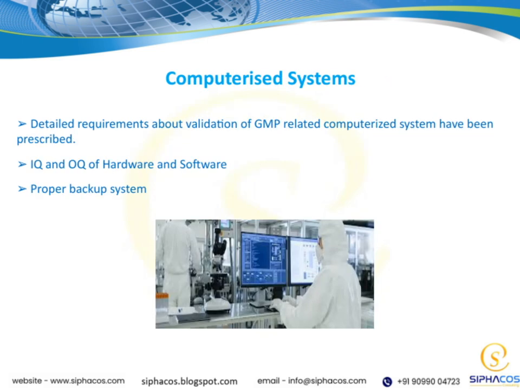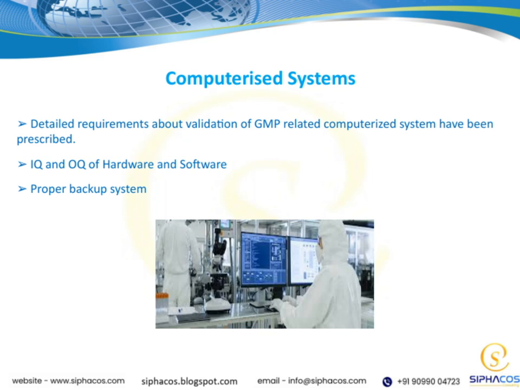Now, let's look at some of the detailed requirements for validating GMP-related computerized systems. These are essential to ensure that the systems we use are reliable, compliant, and fit for their intended purpose. First, we have installation qualification, or IQ, which verifies that the hardware and software are installed correctly according to specifications. It's about making sure everything is in the right place, properly configured, and ready to operate.